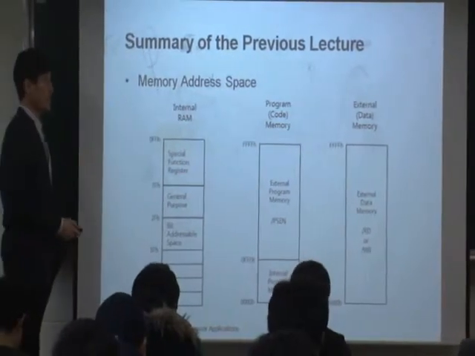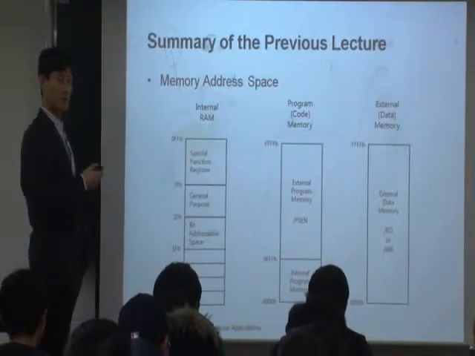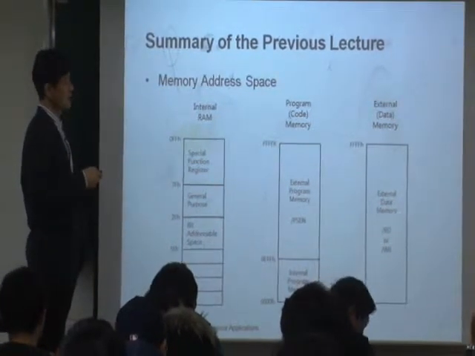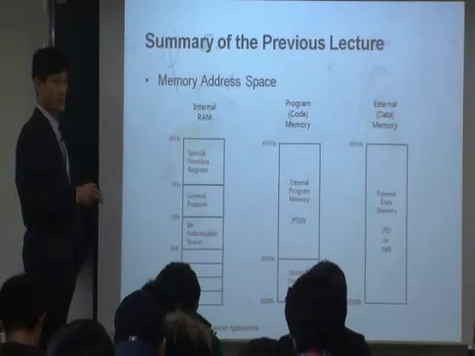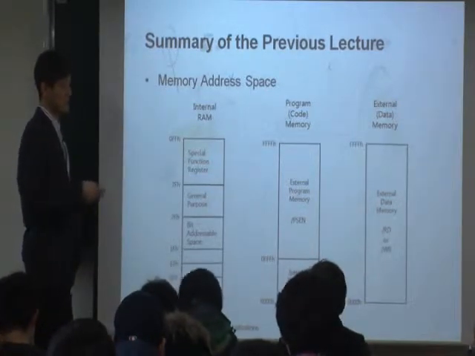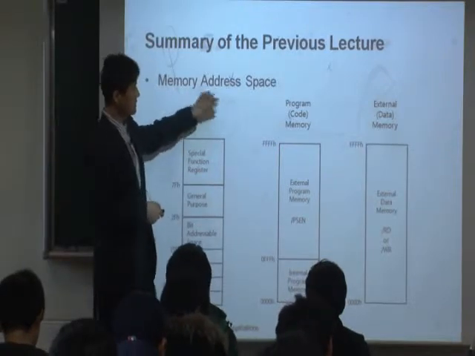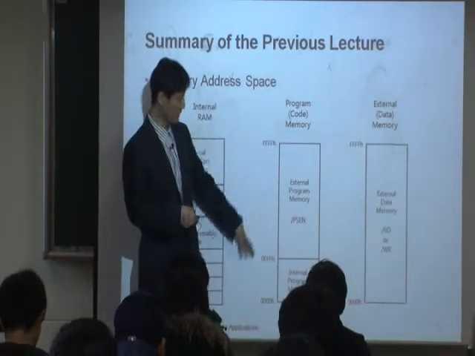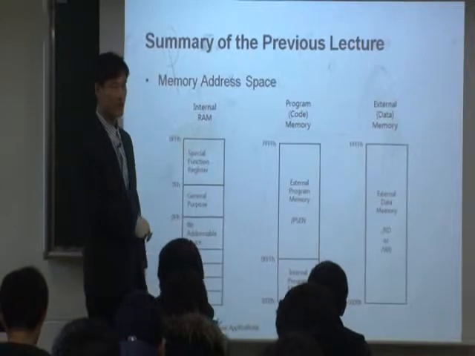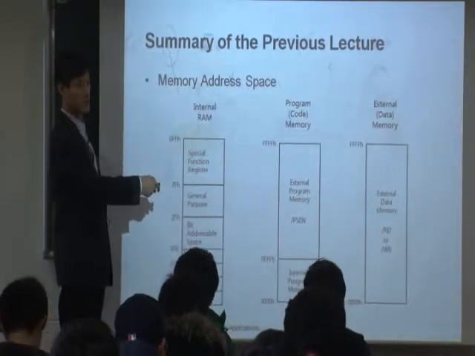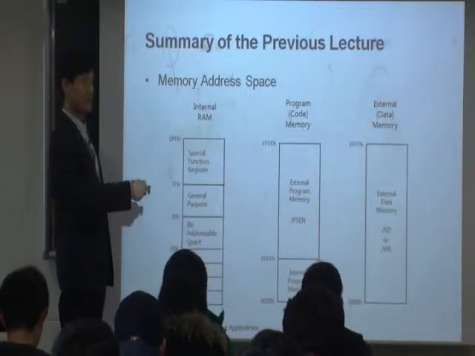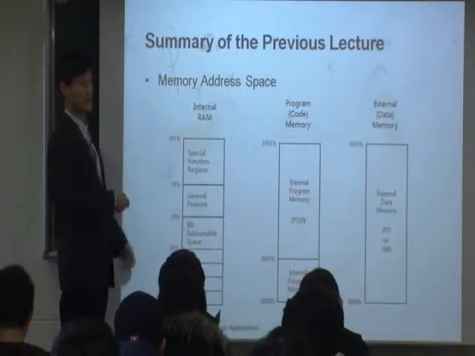And we learned the memory address space. Remember that? This one basically is not an actual memory, right? This is just a space. This is the address space. And out of this space, which is 64K, 16 bits, we have an address of 16 bits. So therefore, the whole address space is 64K.